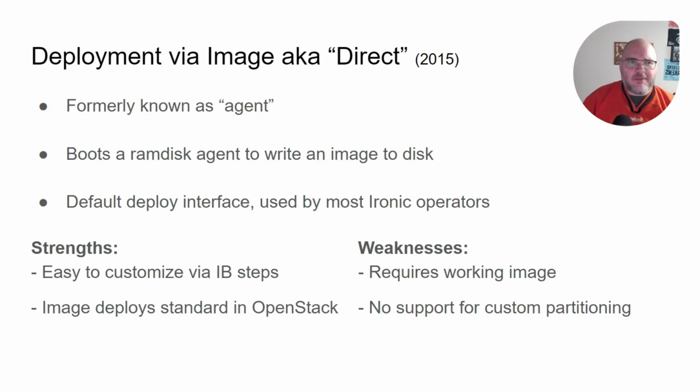But first, we'll talk about the default, which is deploying images to servers. We call this our direct deploy interface. It used to be called the agent deploy interface because it does exactly what that sounds like. It boots up a RAM disk running Ironic Python Agent. We communicate with that agent over an API to tell it to write an image to the disks. And this is the default. It's what's used by most Ironic operators. If you hear someone upstream talking about how a server's deployed, or you read docs about how a server's deployed, they're almost certainly going to be describing the process for the direct deploy interface.